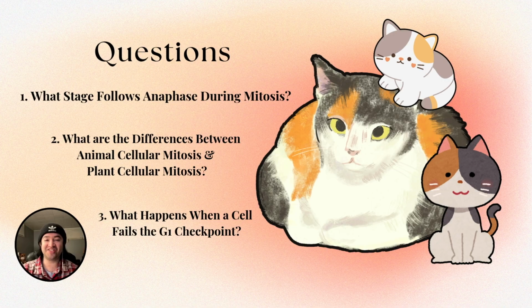And lastly, let's answer a few questions. So first, what stage follows anaphase during mitosis? Second, what are the differences between animal cellular mitosis and plant cellular mitosis? And third, what happens when a cell fails the G1 checkpoint? Okay, so feel free to answer these on your own and post the responses in the discussion board post.